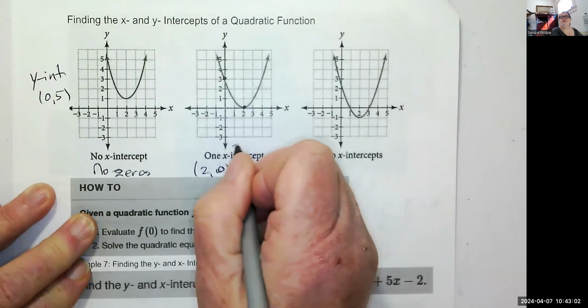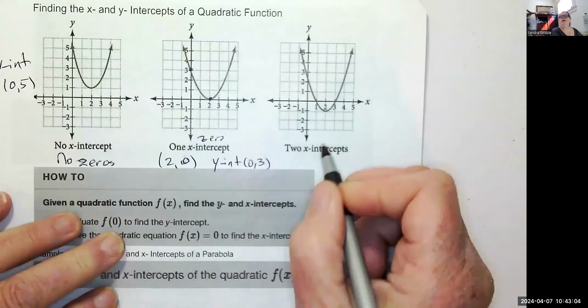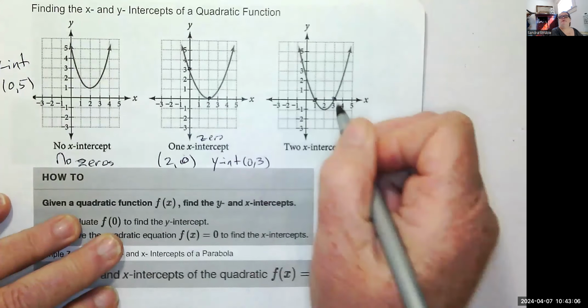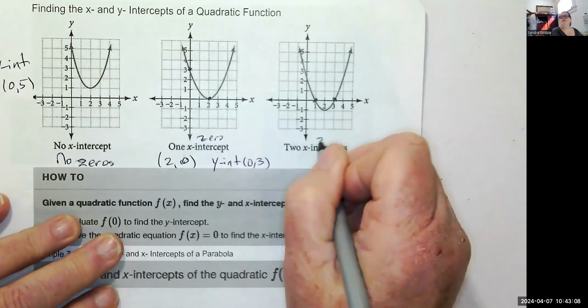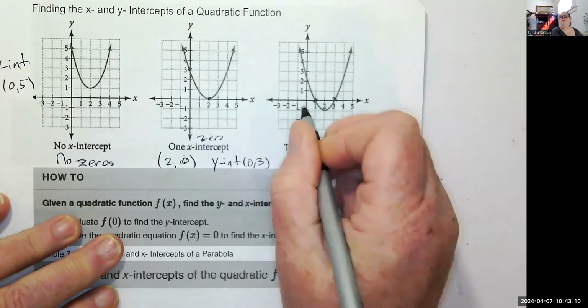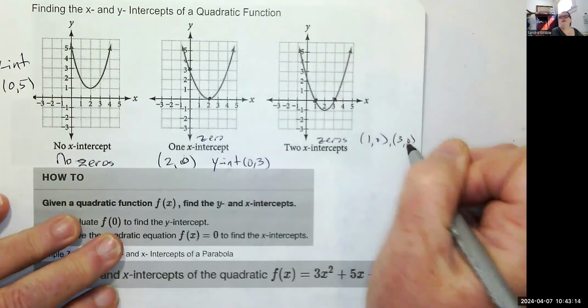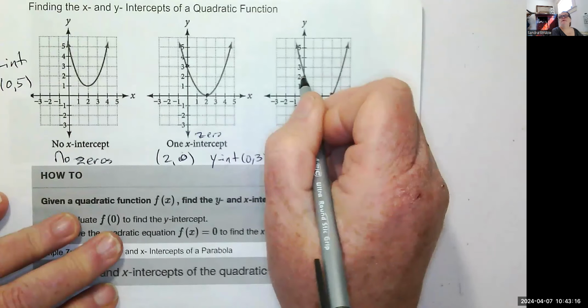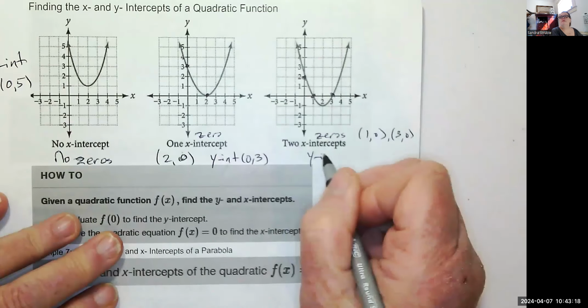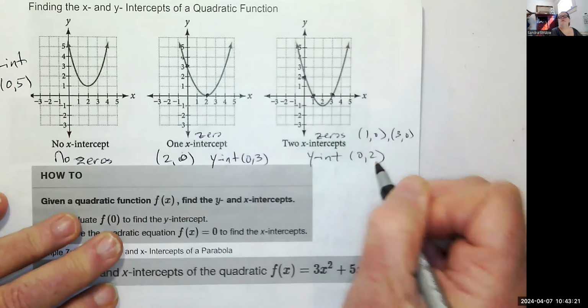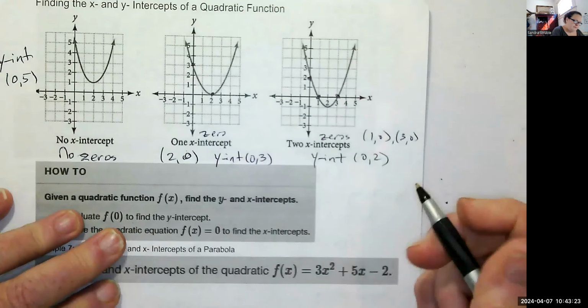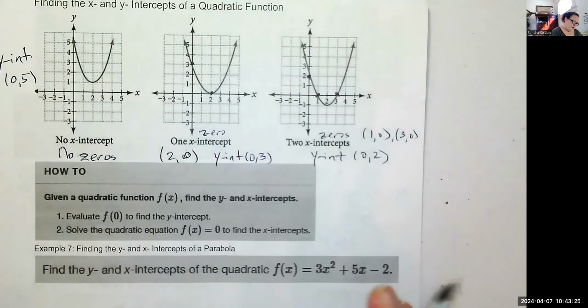So there's 1, 0. That's the other way to think about this. This one has 2 zeros, and those are 1, 0 and 3, 0. The y-intercept is at 0, 2. Looks pretty close. Yeah, might be a little bit higher than that. All right.